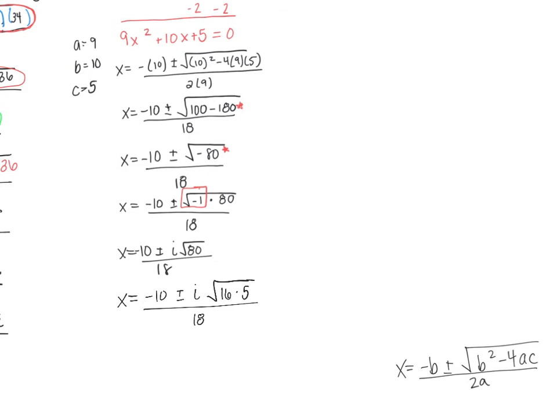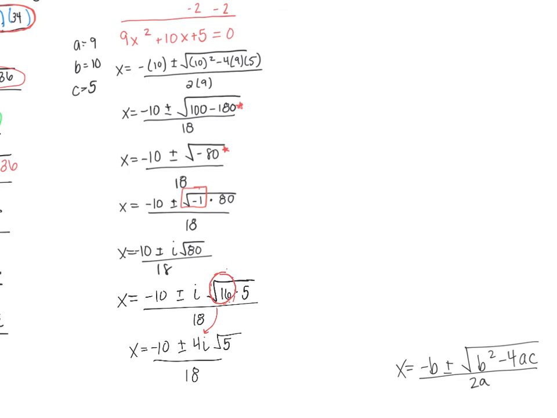Okay? So my next step is to simply go ahead and take the square root. I know that I could take the square root of 16, right? And the square root of 16 is 4. And I keep the square root of 5 under there because that cannot be simplified any further. So I just skipped a step, knowing that the square root of 16 was 4, and I connected it with the i.